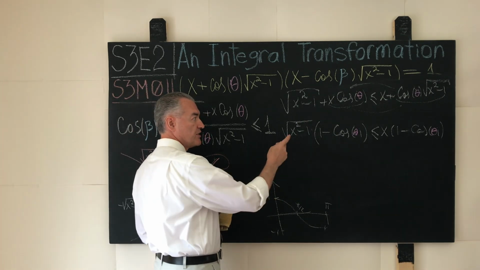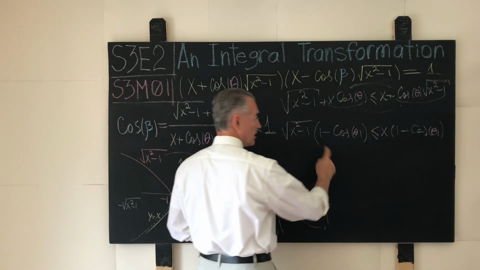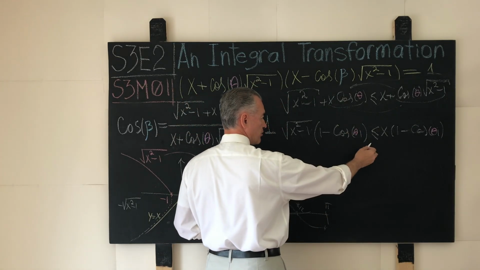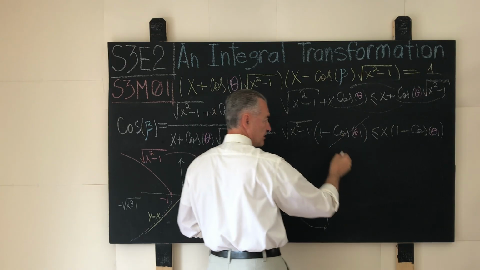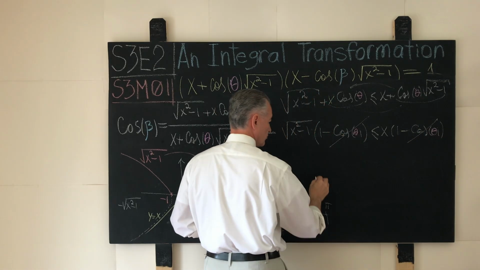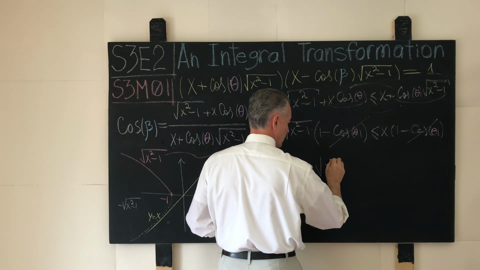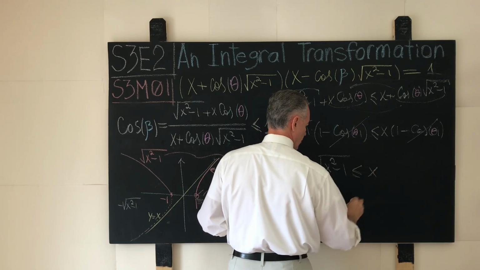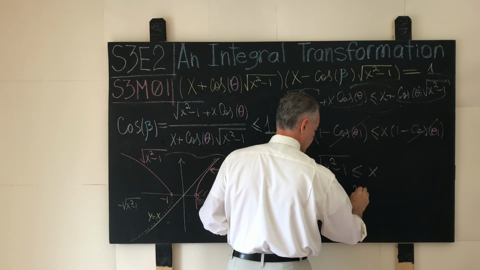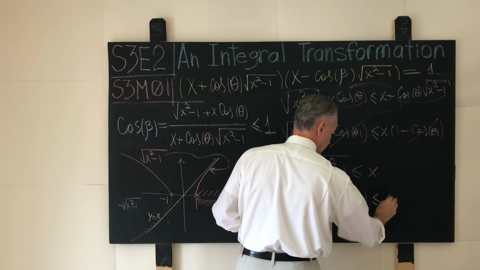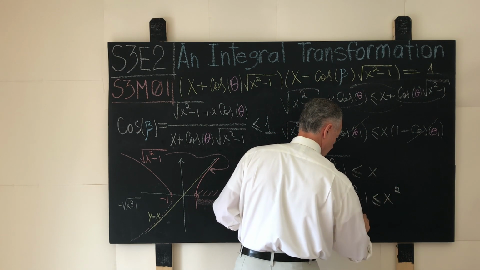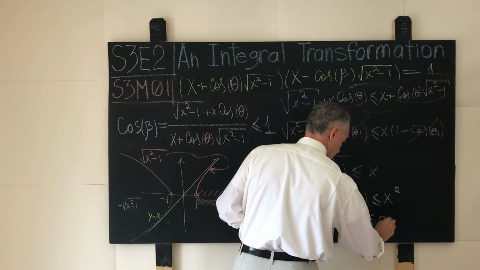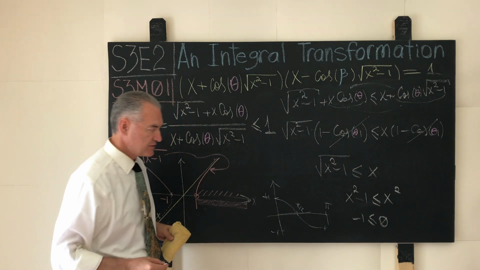True statement. When theta is not 0, then the expression in the parentheses cannot be 0. It is safe to cancel out. And what do we have again? Square root of x squared minus 1 less than or equal to x. Square both sides. x squared minus 1 less than or equal to x squared, or -1 less than or equal to 0. This is a true statement.